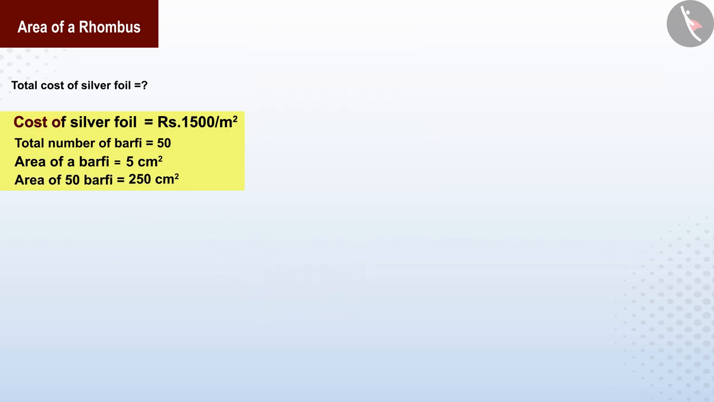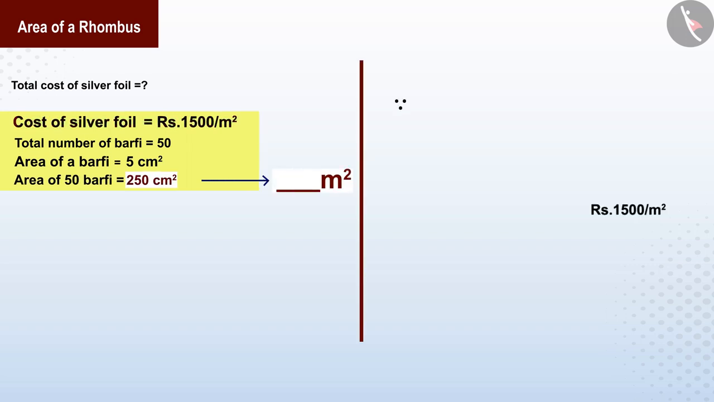The cost of applying the silver foil is 1500 rupees per square meter. So let's convert the total area of barfi, that is 250 square centimeters, to square meters. As we know, a meter has 100 centimeters. Therefore, 1 square meter will contain 10,000 square centimeters.